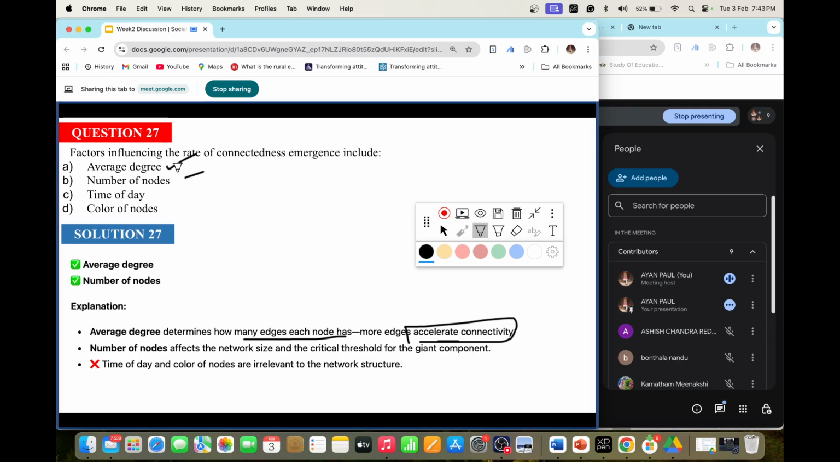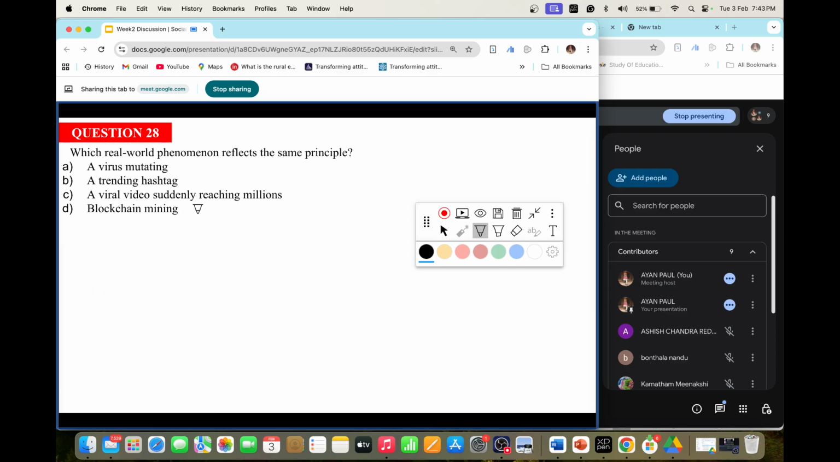So when you increase the average degree, you just increase the size of the cluster. When you increase the size of the cluster, there are more connections, so your P will increase, and as the number of nodes increases, your N will increase. When P and N increase, the rate of connectedness emergence increases. So options C and D are the false answers. Options A and B are the correct answers.